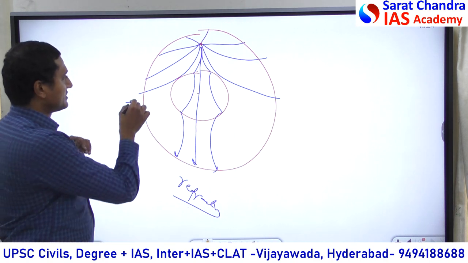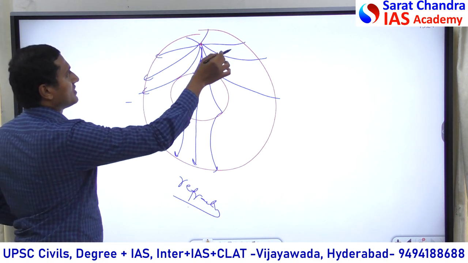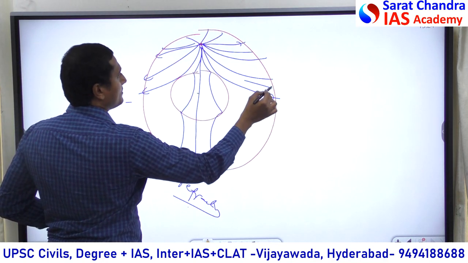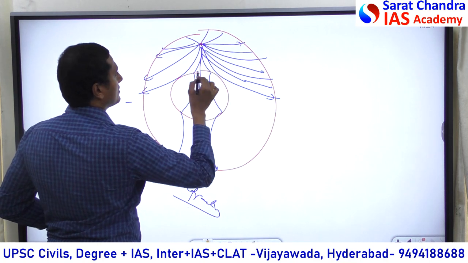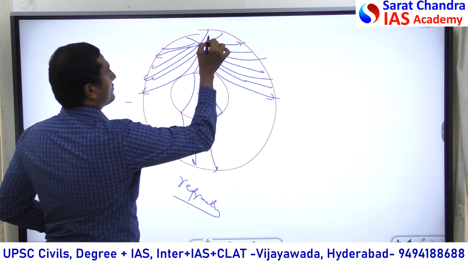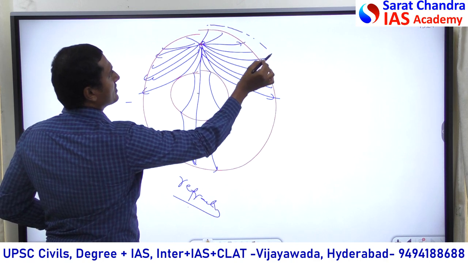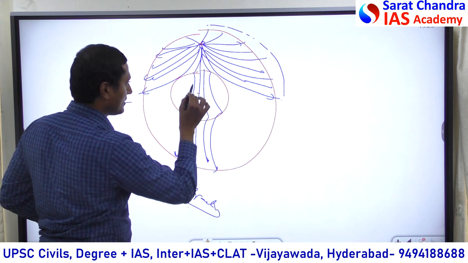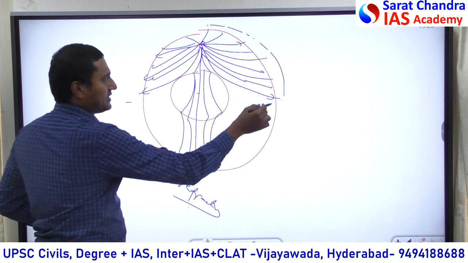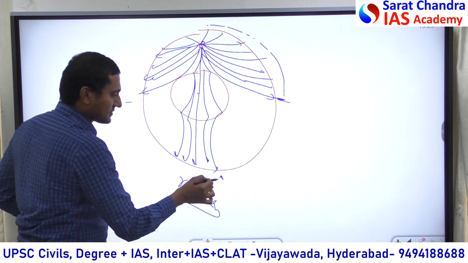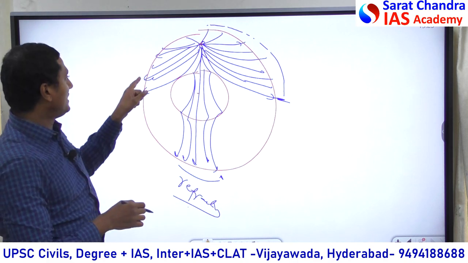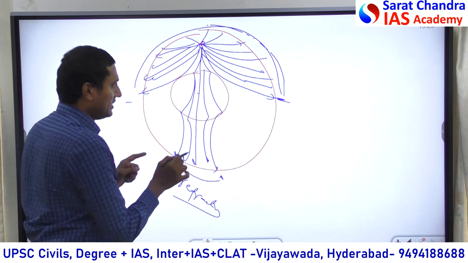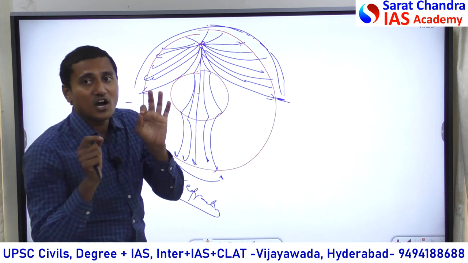Now observe carefully, friends. The P waves are there everywhere. From here, entirely P waves are there. Suddenly they stopped here. Again, here they stopped. Again, they start from here. So P waves are from here to here and again to here. So this zone is called the shadow zone.